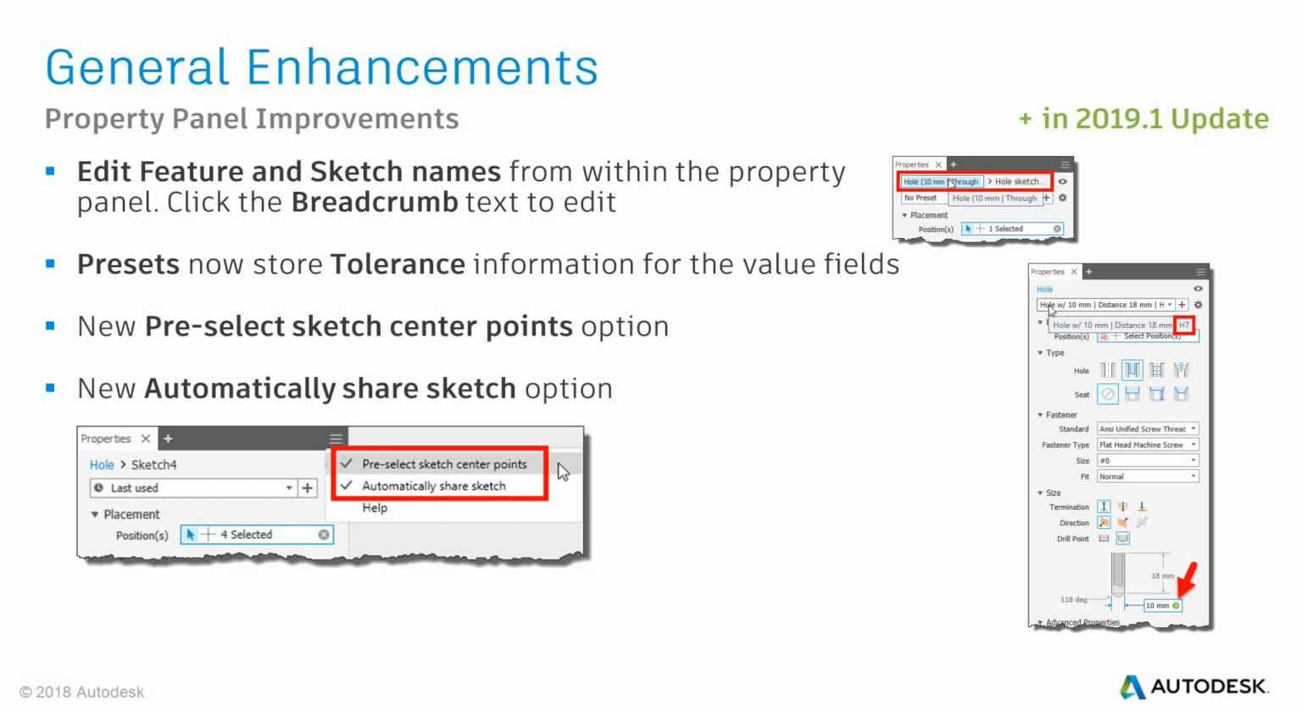With the Inventor 2019.1 update come a couple of hole feature enhancements. You can now edit the feature and sketch names from within the property panel. Click the breadcrumb text you want to edit to activate it. Click again to enter edit mode and modify the text. Press enter to complete the change.